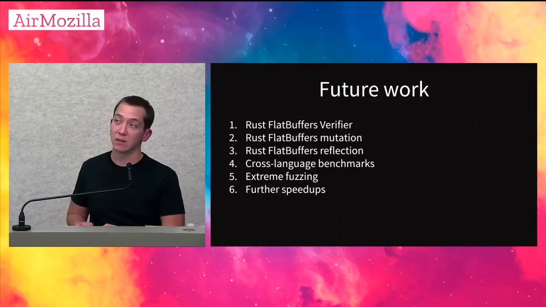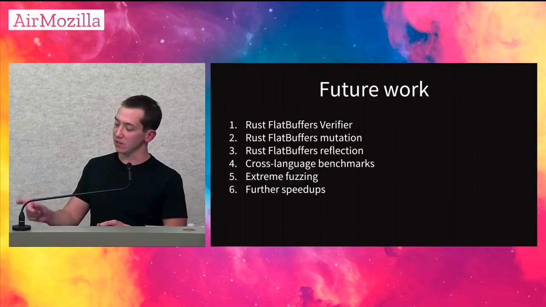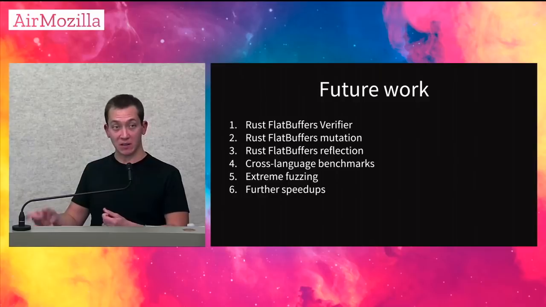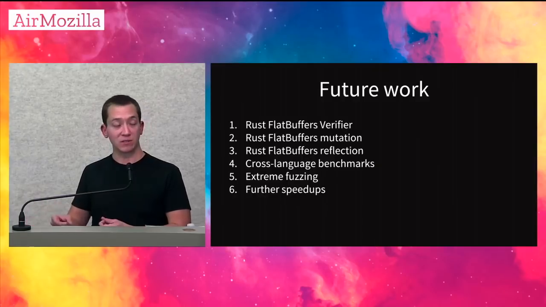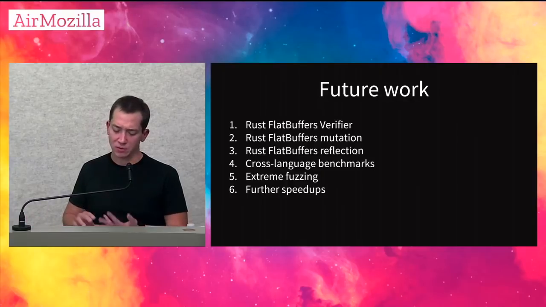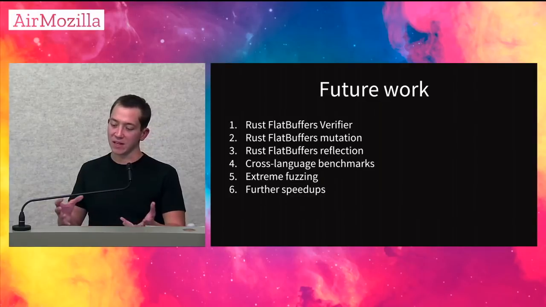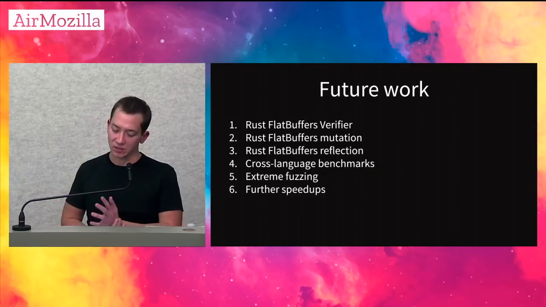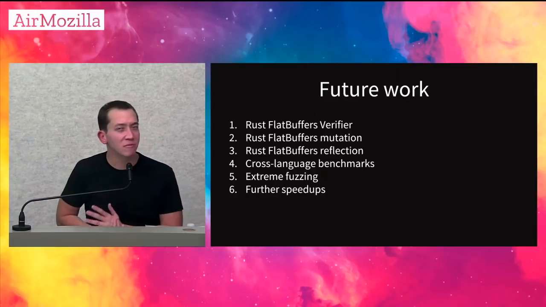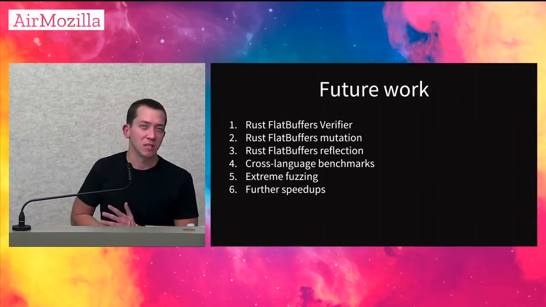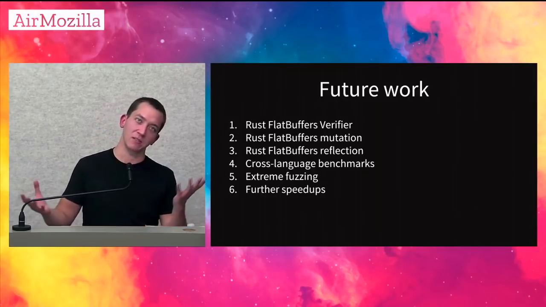The second thing is that Flatbuffers has support for the mutation of values. So if a space is already allocated in a buffer, then you can overwrite those bytes with a value that fits. And the Rust port does not yet support that, but we hope to soon. The third thing is reflection. So in the C++ port, it's possible to evaluate metadata at runtime. We'd like to be able to do that in Rust as well. Fifth, extreme fuzzing. This one's pretty exciting to me. As you can tell, I like testing, so this is the next level.